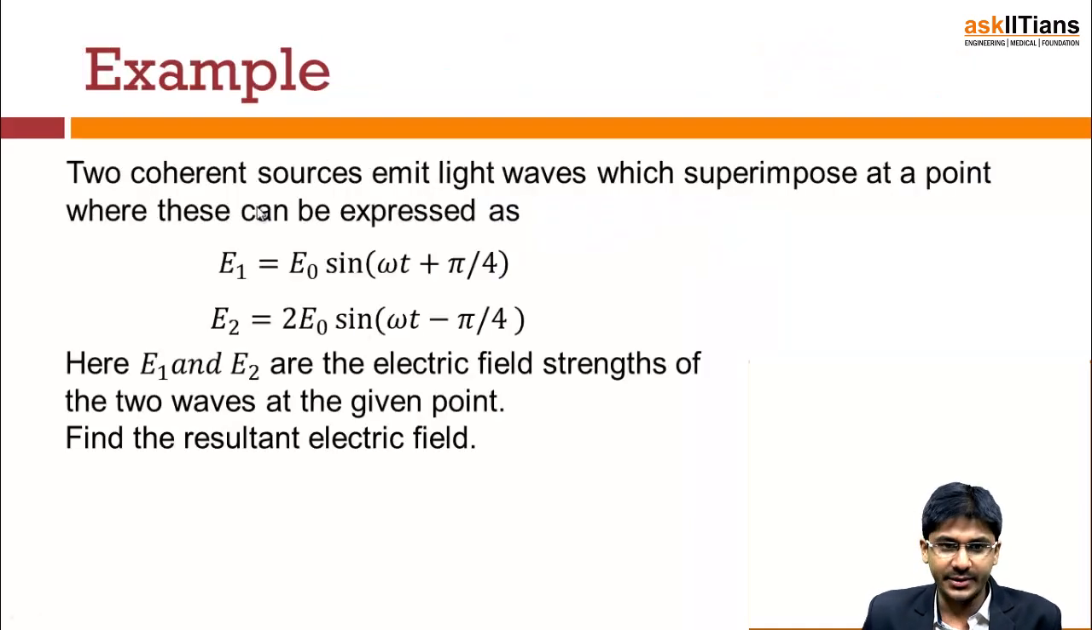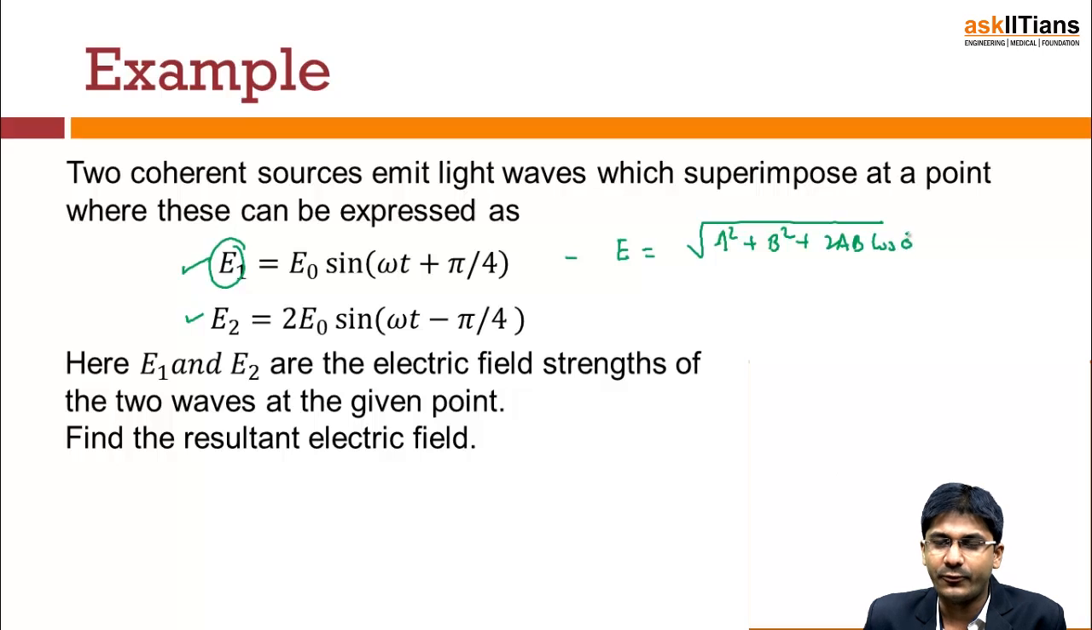So let's see an example here. You have two coherent sources that emit light waves which superimpose at a point, where these can be expressed as this and this, where E1 and E2 are the electric field strengths. Find the resultant electric field. Now if this is the electric field E1, the net resultant electric field, if you remember, I can write the magnitude as the root of A square plus B square plus 2AB cos phi, right? Now what is A? The amplitude of this is E0. What is B? This is 2E0.